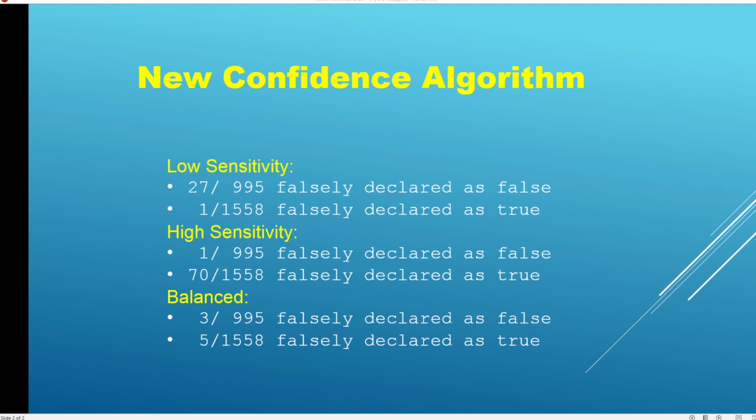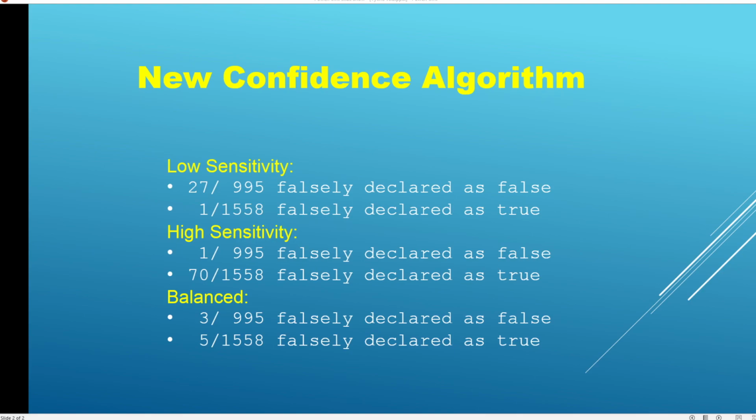As an example, I have collected a database of over 2,500 objects. 995 of these objects are true objects, these are asteroids, comets, and so forth, and 1,558 of them are false objects. So with the low sensitivity, 27 out of the 995 true objects were falsely declared as false, and one and only one out of the 1,558 false objects were declared as true, meaning it had medium or high confidence. So low sensitivity is very good at suppressing those false objects at the cost of also missing some of those true objects. So keep that in mind.